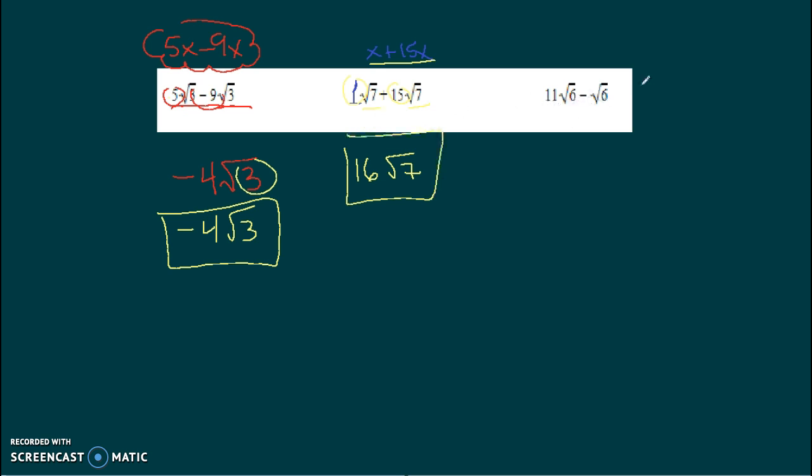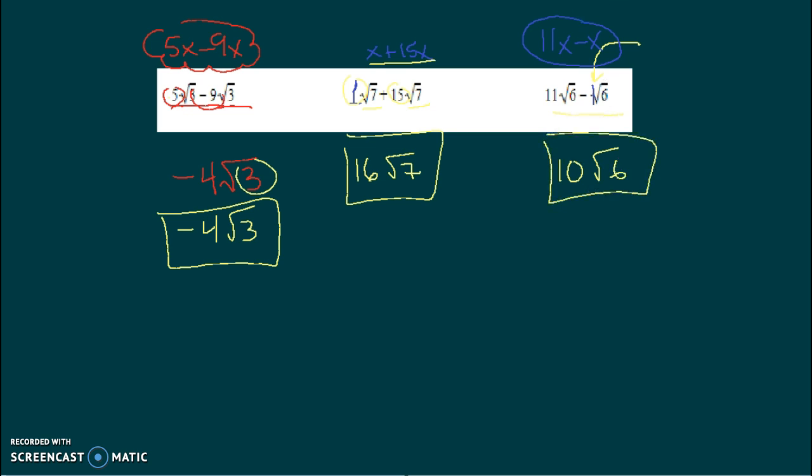Here I am trying to trip you up again with the fact that I didn't put a number in front of the root 6, but we all know we can imagine that there's a 1 there. I'm going to think of this the same way I think about 11x minus x. So if it makes sense to you that this is 10x, for the same types of reasons, this is going to end up being 10 root 6.